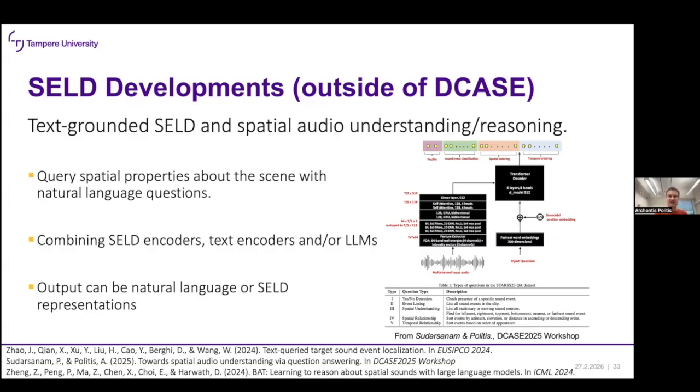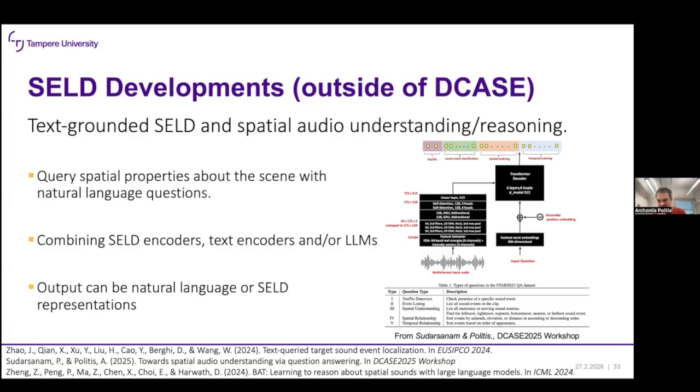In our case, we try to query spatial properties about the sound scene with natural language questions, and models like that typically combine some spatial audio encoders together with text encoders, or use full LLMs integrated in some part. And the output itself can also be an answer in natural language, like normal model outputs.